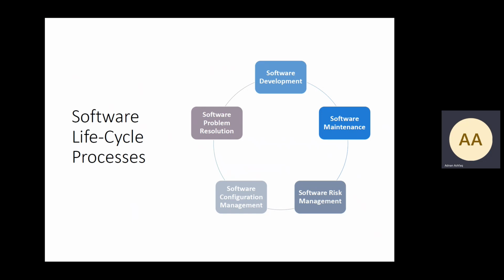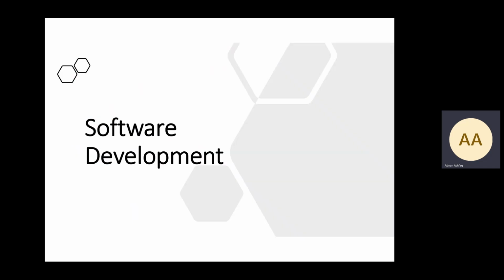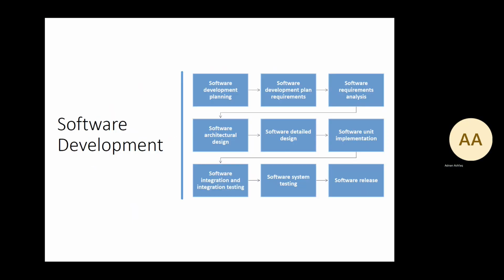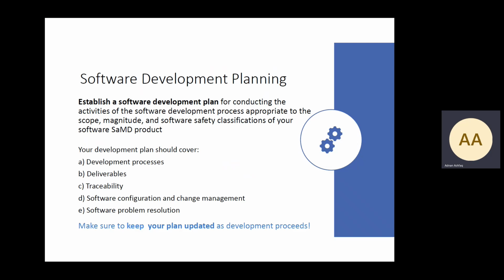Okay, now that we've covered safety classification, let's move on to software lifecycle processes, which will look at these 5 elements. So first of all, software development. Software development itself requires planning, software development plan requirements, software requirements analysis, software architectural design, software detail design, software unit implementation, software integration and integration testing, software system testing, and software release.